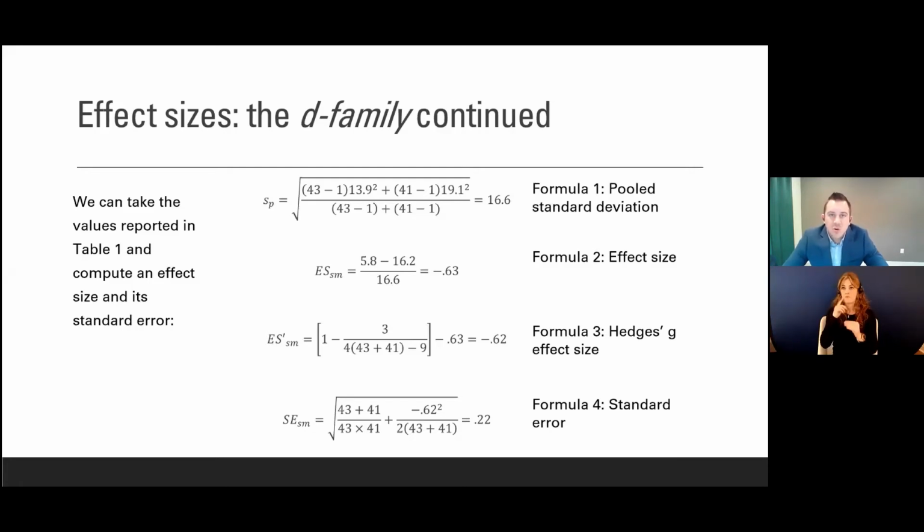So the mean of the treatment group, 5.8 minus 16.2. And then you estimate Hedges G using that bias correction that we talked about. And then the last thing you do is estimate the standard error.